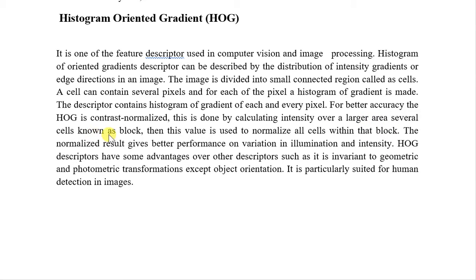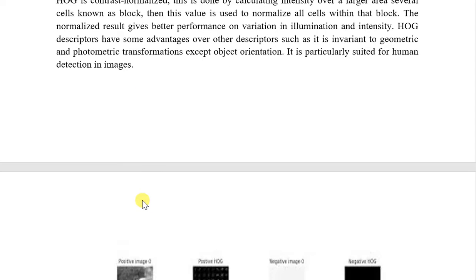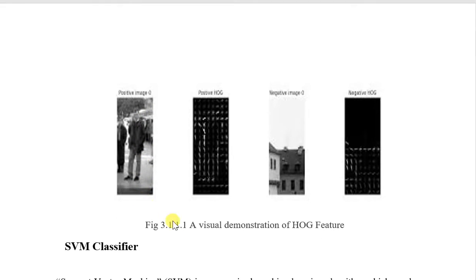Several cells are known as a block, and this value is used to normalize all the cells within the block. The normalized result gives better performance on variation in illumination and intensity. HOG descriptors have some advantages over other descriptors, as they are invariant to geometric and photometric transformations except object orientation, and are particularly suited for human detection in images. A visual demonstration of each HOG feature is given here.